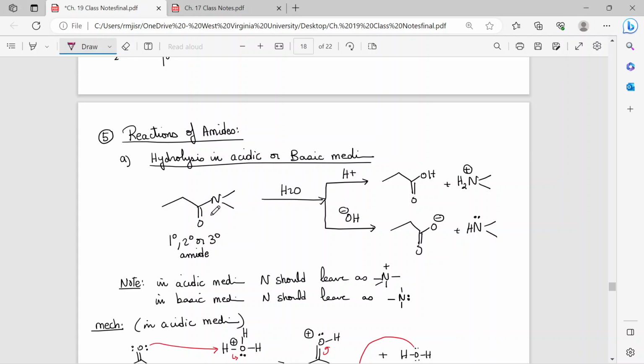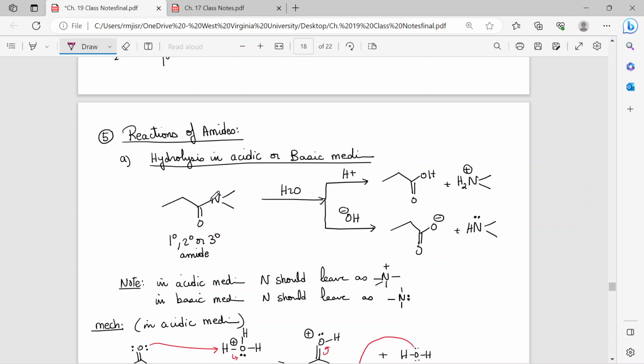Amides are the least reactive derivative of carboxylic acid. They only undergo two types of reactions: reduction and hydrolysis. Let's start with the hydrolysis. Hydrolysis of amide can be in presence of an acidic or a basic medium.